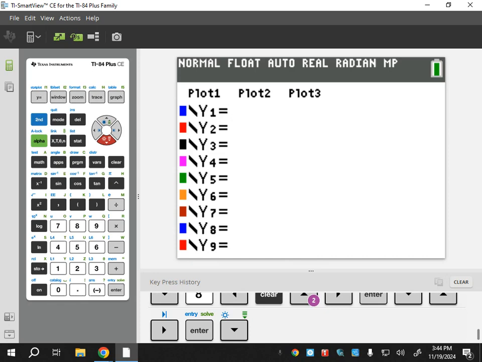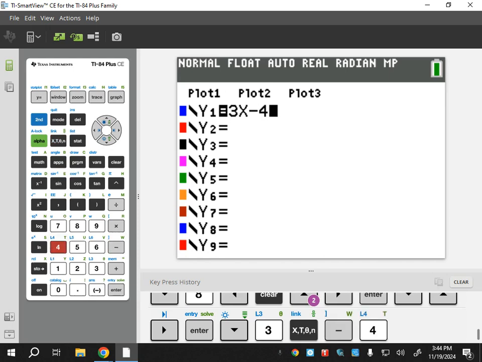Let's start by graphing y equals 3x minus 4. So our slope, our coefficient, is 3. Now we need our variable x. I know you see letters here in green, but we're not using those. We're going to use the button to the right of the alpha button that says X, T, theta, n. That's our variable button. Anytime we push it, an x is going to pop up. So now we've got 3x, and we're going to push minus 4.